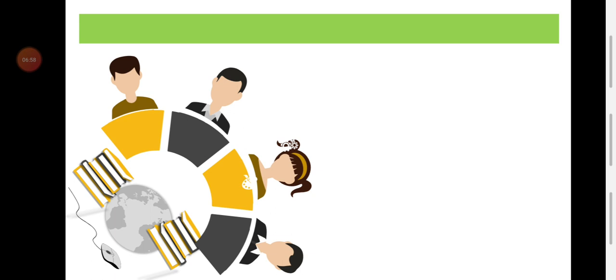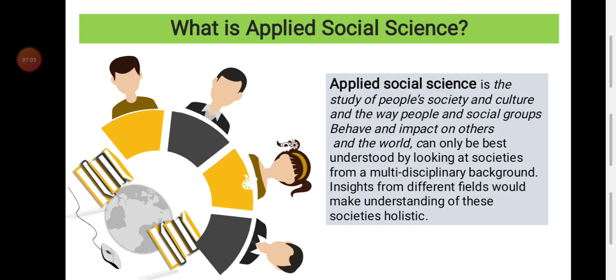So let's know what applied social science is. Applied social science is the study of people, society, and culture, and the way people and social groups behave and impact others and the world. It can only be best understood by looking at societies from a multidisciplinary background. Insights from different fields make the understanding of these societies holistic. So the focus of applied social science is less fixed and allows for specialisms in other areas to provide perspectives.